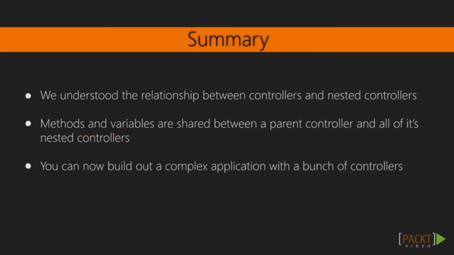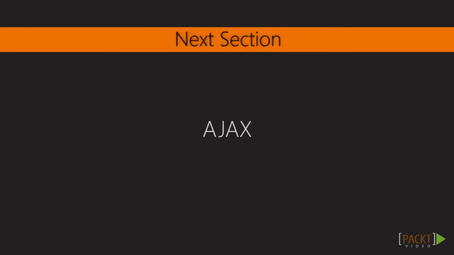So I hope this example has made the relationship between controllers and nested controllers a little bit more clear. We certainly see that methods and variables are shared between a parent controller and all of its nested controllers, and that nested controllers can use the methods of the parent or send events to the parent to update its state. So now that you understand how data sharing works, you should be able to build out complex applications with a bunch of controllers and not go crazy with the data and the methods being spread out all over the place.